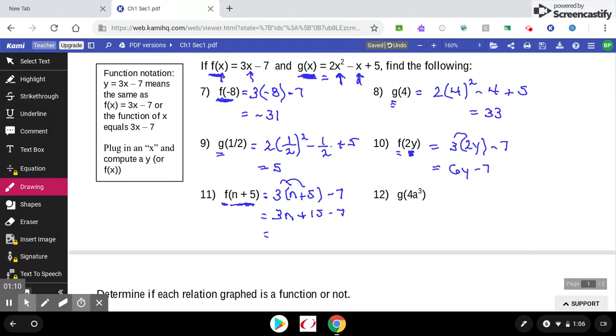Well, I can't put the 3n together with the 15, but I can put the 15 and the minus 7 together. Positive 15 and negative 7 makes positive 8. So I can't add any further: 3n plus 8, and I'm done.